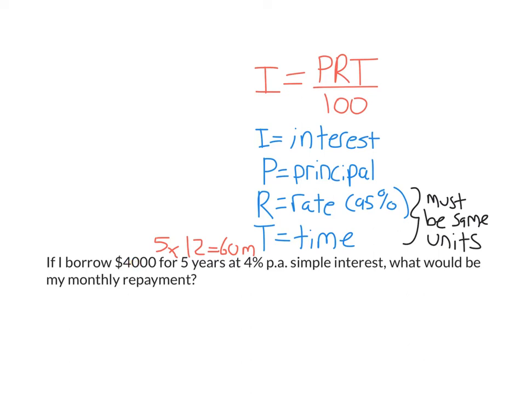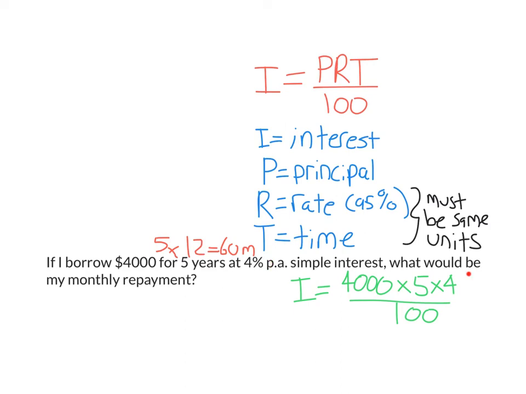Now, I'd love it if you could go to a bank, borrow $4,000, and only pay back $4,000. But we can't. We can't just do 4,000 divided by 60, because I'm going to need to pay back the $4,000 plus the interest. So to figure out the monthly repayment, I'm going to need to first figure out how much interest I would be charged. So I'm going to figure out the interest using this formula. So the interest would just be principal, how much we originally borrowed, times rate times time, divided by 100. So this time, we didn't need to change T, because T is in years and R is per annum or per year.